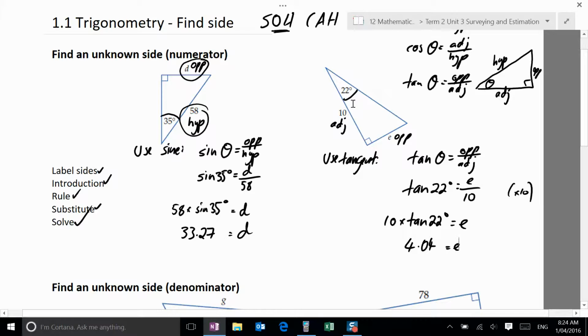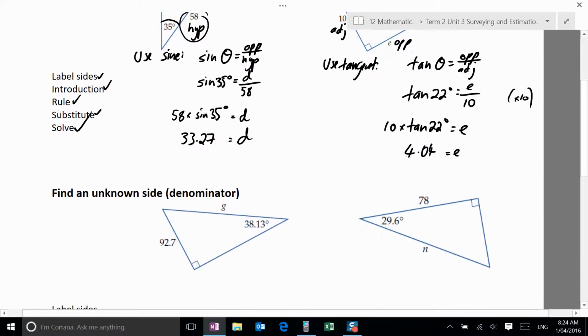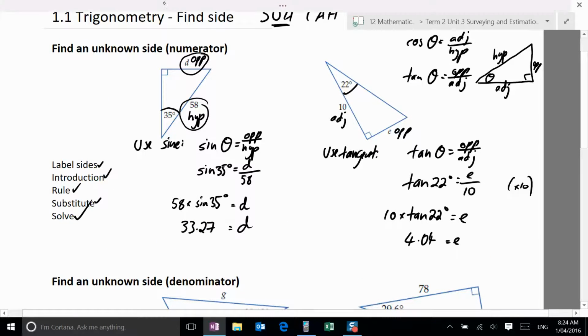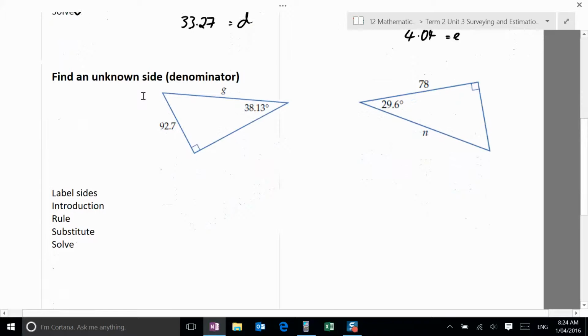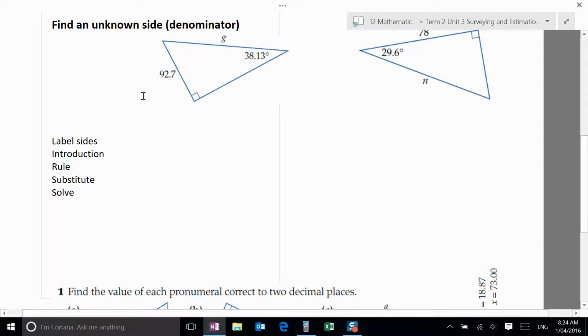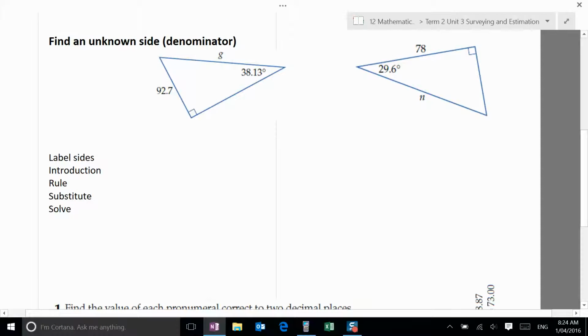Again, the triangle's a little bit weird, but wherever that angle is, imagine you're standing there, the one opposite it is the opposite side. The one beside it is the adjacent side. Just think about who you sit adjacent to in your class, whether you like them or not. Notice that in all these problems, we were finding a numerator. The unknown was on the top of the fraction, which made it a little bit more simple. We'll have a look at finding some where the unknown ends up as the denominator. So again, we'll have a go.